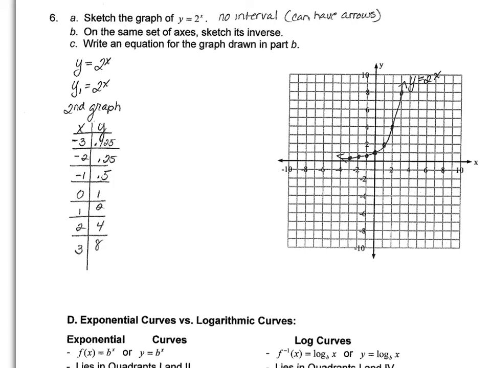All right, again, pause the video, do it, and come back. Take a look at yours versus mine. I have my arrows because I don't have an interval, and there's my chart. So let's go on to part B together. Part B says, on the same set of axes, sketch its inverse. Well, we remember the inverse would be x equals 2^y, and there really is no way to get y by itself to put in the calculator. So the only other thing that I could do would be to actually switch the x and y. So I'm going to actually do that to my chart.